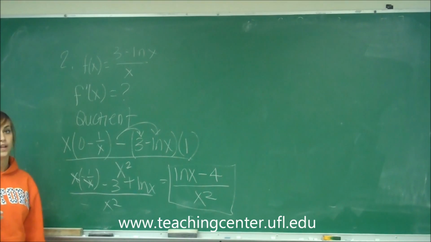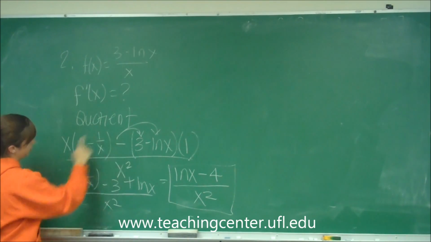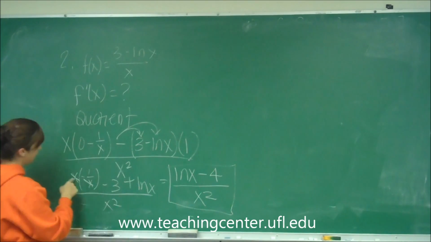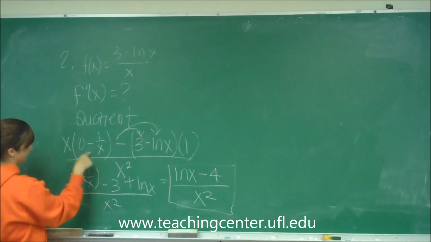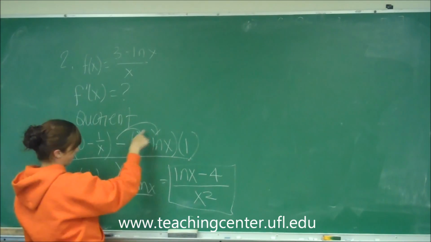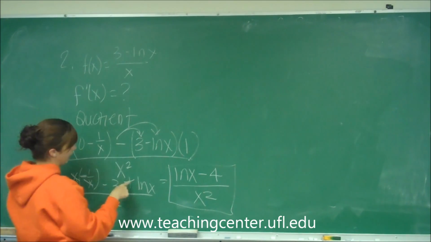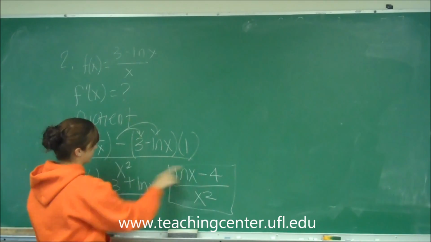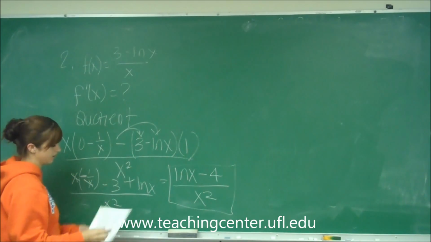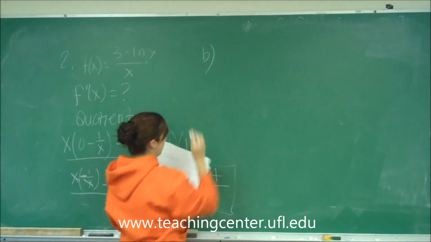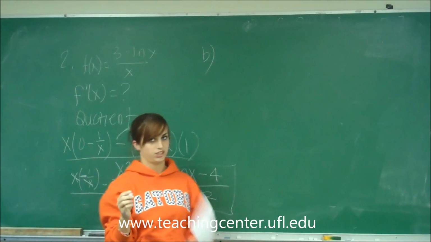Okay, so they asked you to find the derivative. I used the quotient rule. I did bottom times the derivative of the top minus top times the derivative of the bottom. My x's cancel because this is 0 minus that, so I'm left with a negative 1. And then I distribute my negatives, so I have negative 3 plus ln x. So negative 1 minus 3 is minus 4, ln x over x squared. That's part A. And then B says find the relative extrema.